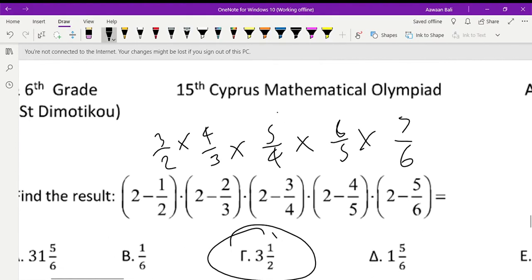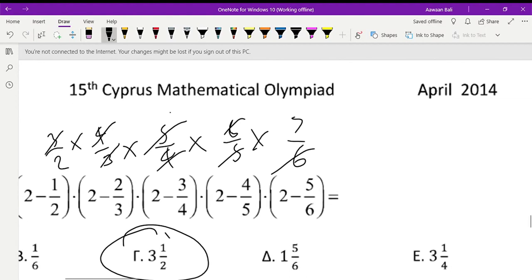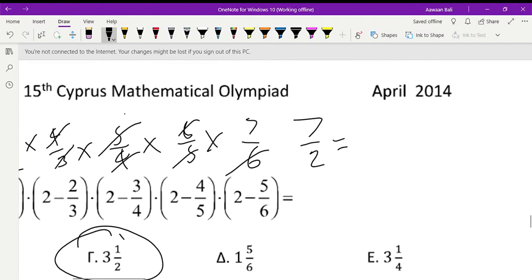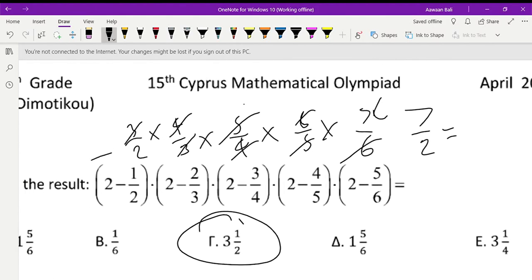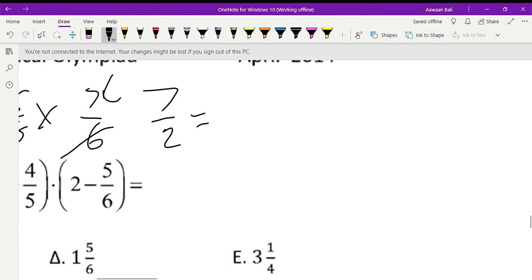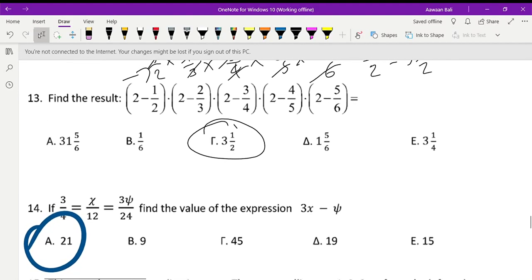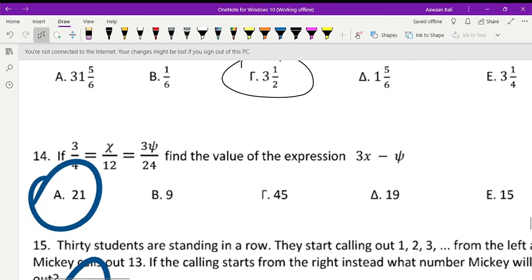Now since we have multiplication, we're allowed to cancel. So we cancel this with this, the 4 with the 4, the 5 with the 5, and the 6 with the 6. Now we only have 7 upon 2 left. The remaining numerator is 7, the remaining denominator is 2. 7 upon 2 is 3 and a half. Therefore, the answer is gamma, 3 and a half. Easy, right?